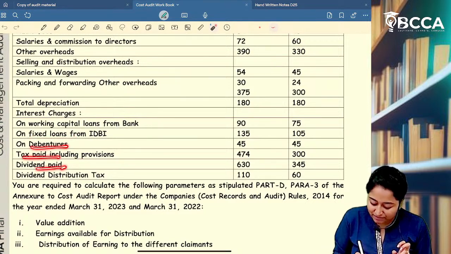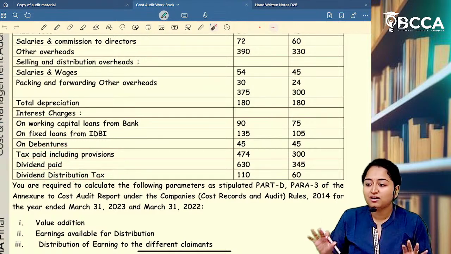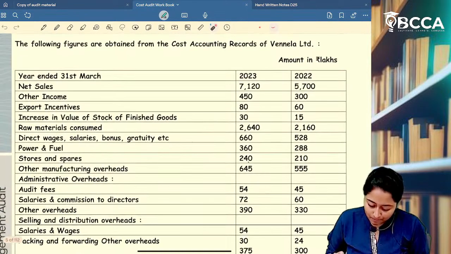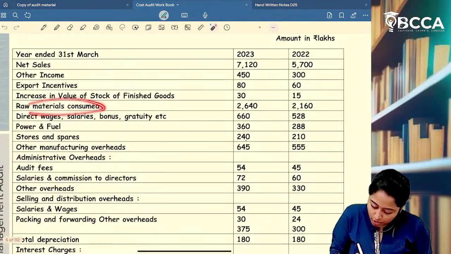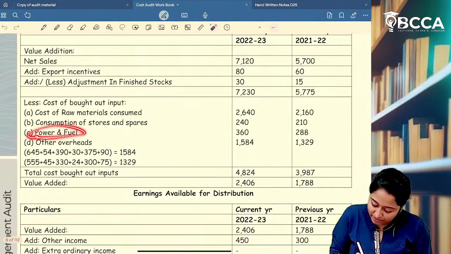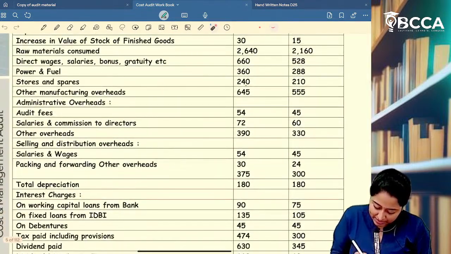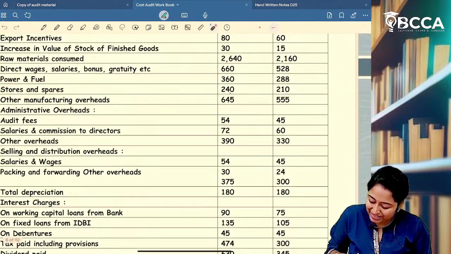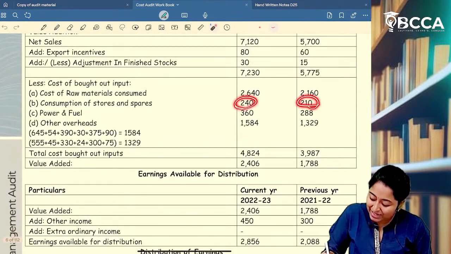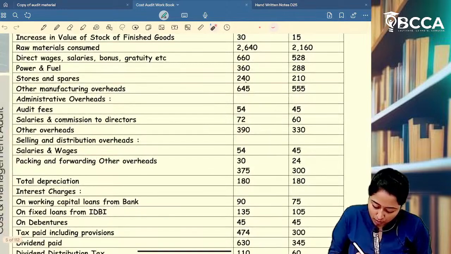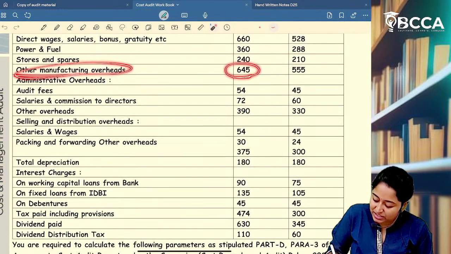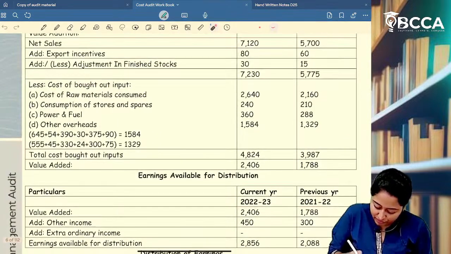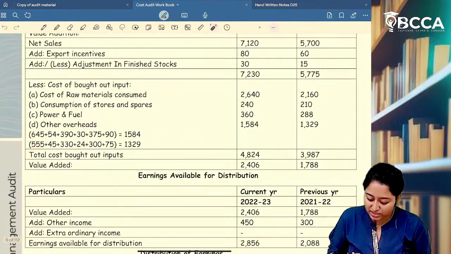Debentures, tax paid, dividend paid, and dividend distribution tax. These all will not be taken. Now, whatever is given here, raw materials consumed is taken, and then power and fuel is taken, and then stores and spares 240 and 210. From here, whatever is there, they will take it as total. Now, other manufacturing overheads 645 and 555. 645 and 555 is taken.